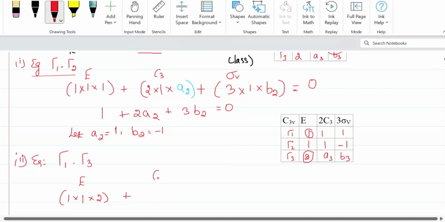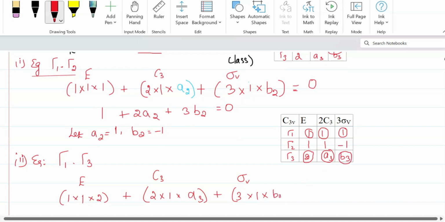Plus for C3. So what is GP over here? GP it is 2 and here again it is 1. Okay, and here it is A3. A3 we are going to evaluate. Then sigma V. So what is GP? 3. So here it is 1. Okay, into B3.